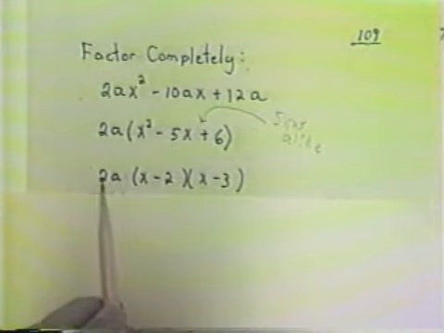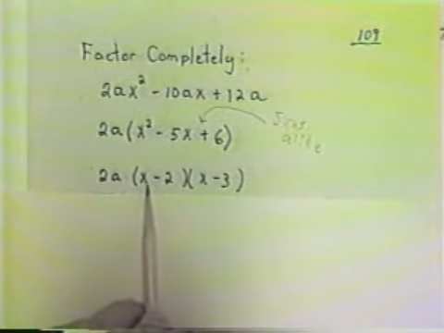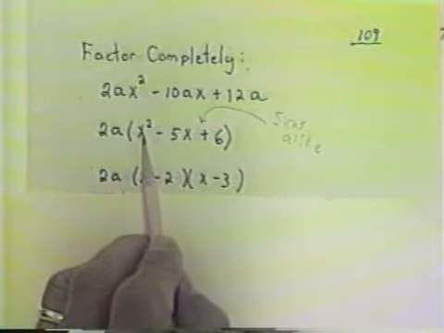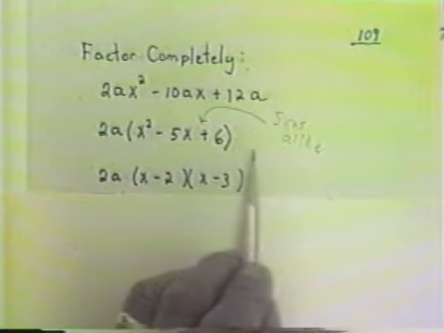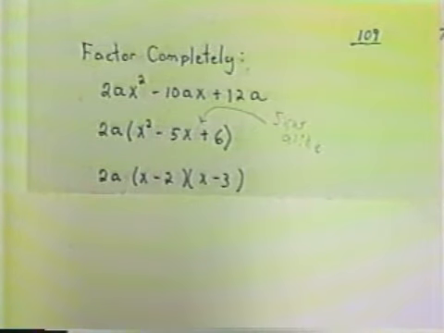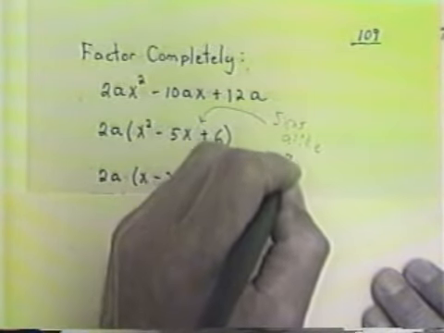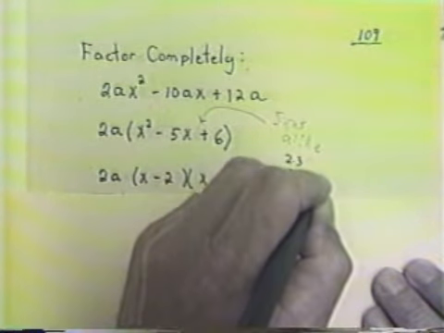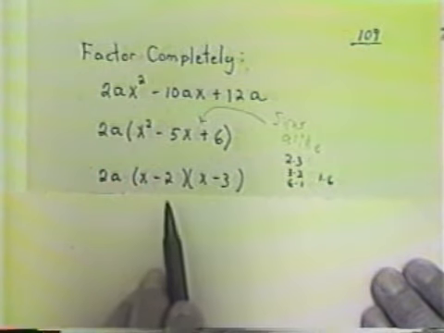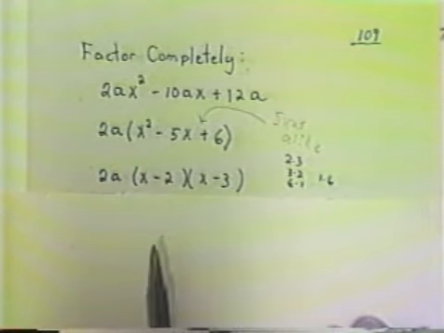So then I have 2a, and when I factor, the only way of getting x squared is x and x, and I had several ways of getting 6. I could get 6 by 2 times 3, 3 times 2, 6 times 1, or 1 times 6, and 2 and 3 is the one that checks.